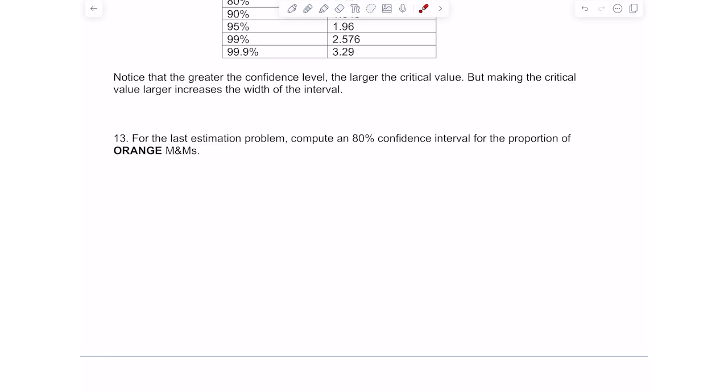Okay, so to do that, I need to know the following formula for confidence intervals. So here's the generic formula. You need a point estimate plus or minus the margin of error. Okay, that's basically what a confidence interval is. So the formula is pretty easy. But let's fill in some stuff here.